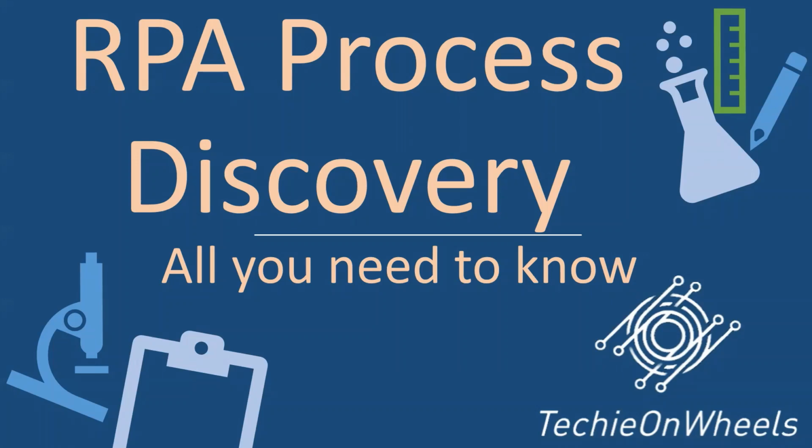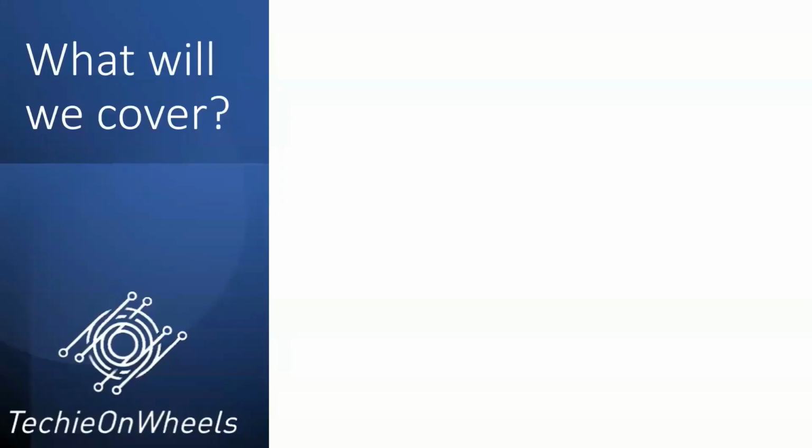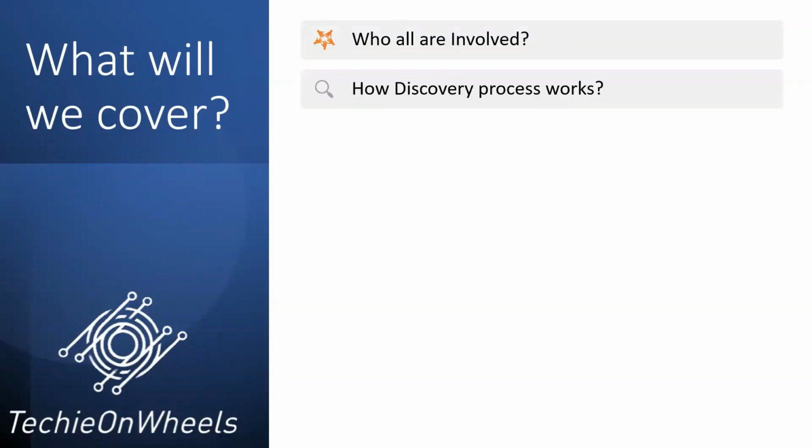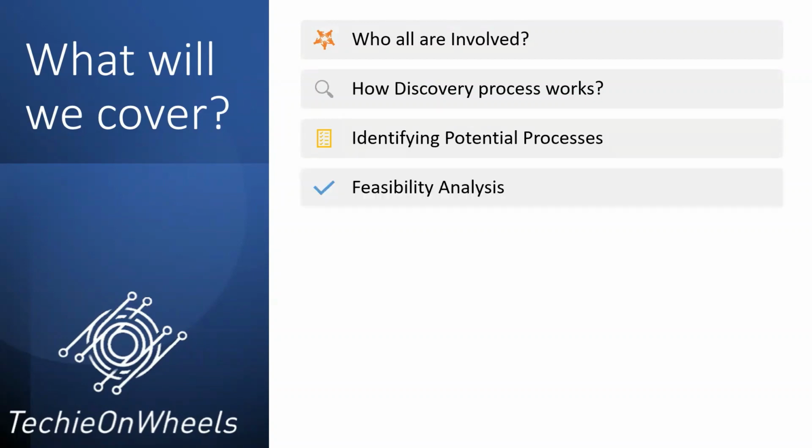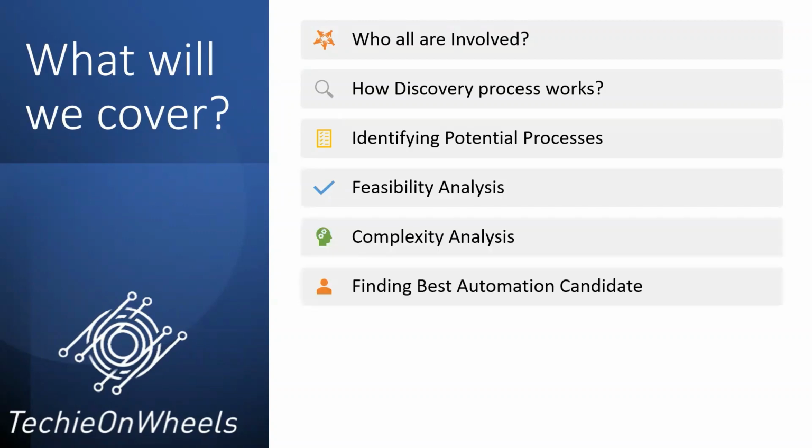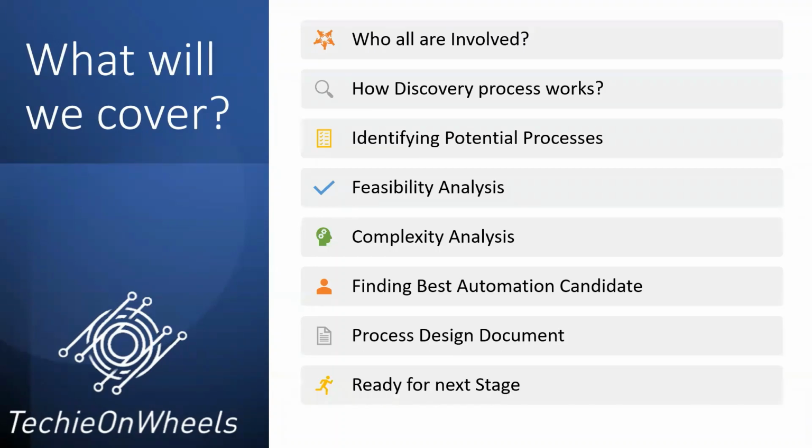Today we will discuss one of the phases of the RPA delivery lifecycle, which is the initial phase known as process discovery. We will discuss in detail who all are involved in the entire process, how this entire discovery process works, like how to identify the potential process. Then we'll discuss the feasibility analysis, the complexity analysis, finding the best automation candidate, along with a glimpse into what this process design document is and how it looks like, along with how we are ready for the next stage. So this is going to be a detailed video.